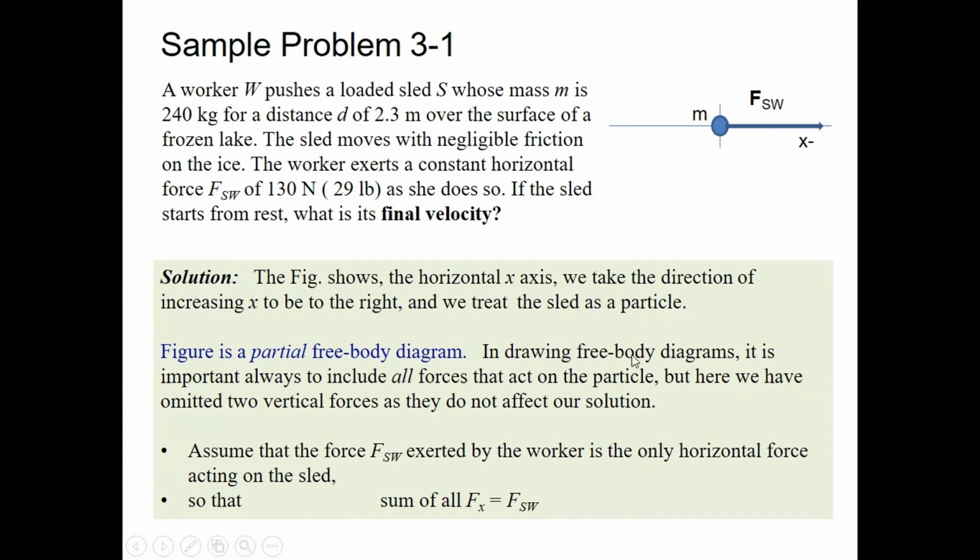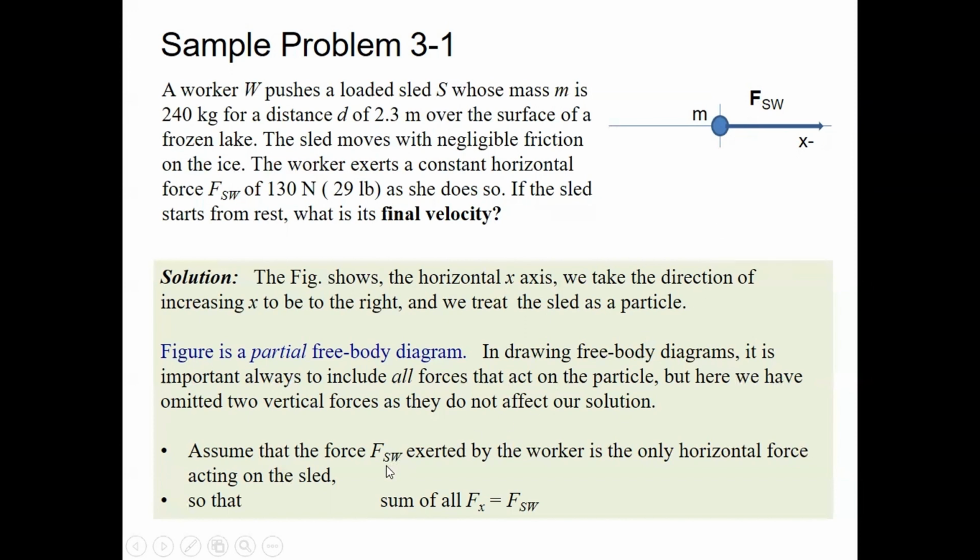We are treating the sled as a particle. Now, this figure is called a partial free body diagram because it does not contain the vertical forces, which we have ignored. We are also saying there is negligible friction, so we are not showing it. Remember, when we draw all forces acting on a body, that becomes a free body diagram. This is partial because only horizontal forces are shown.